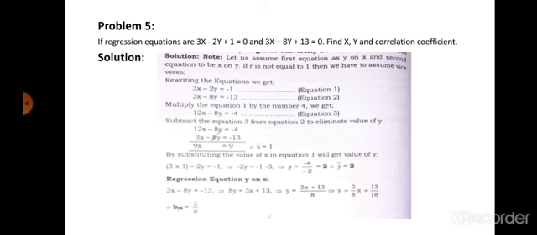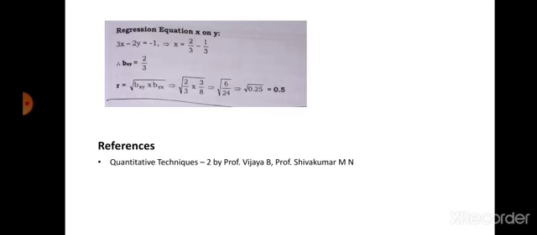Therefore, what is R? After obtaining the mean values, you have to take R. R is equal to the square root of bxy into byx, which is the square root of 2 by 3 into 3 by 8, which is the square root of 0.25, and this is 0.5. This completes the problem here, and the discussion also.